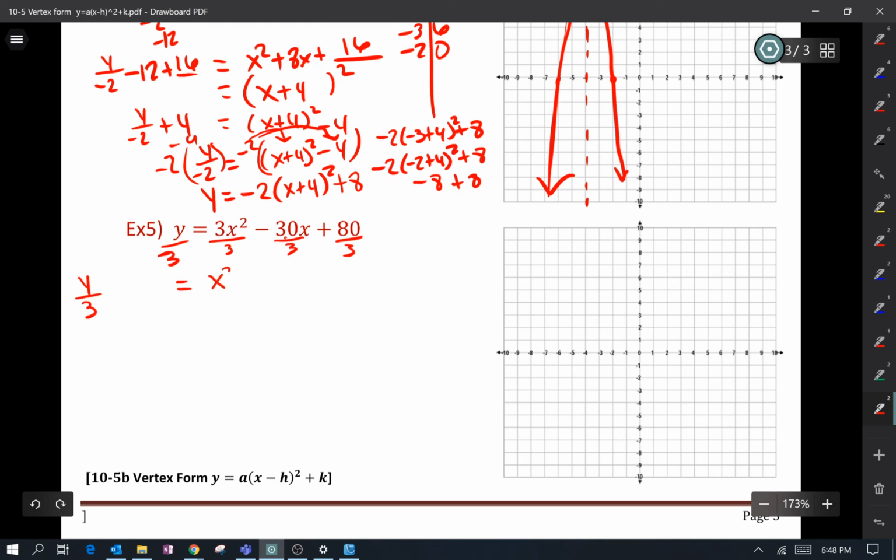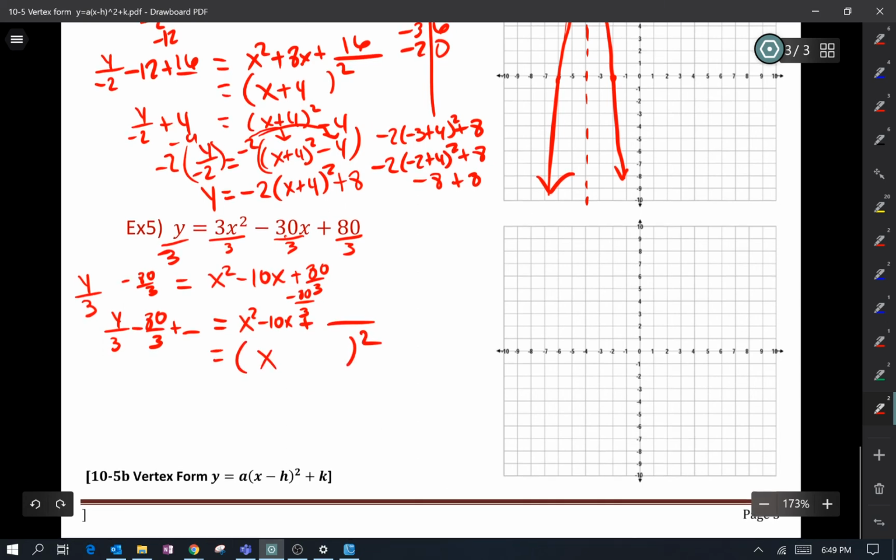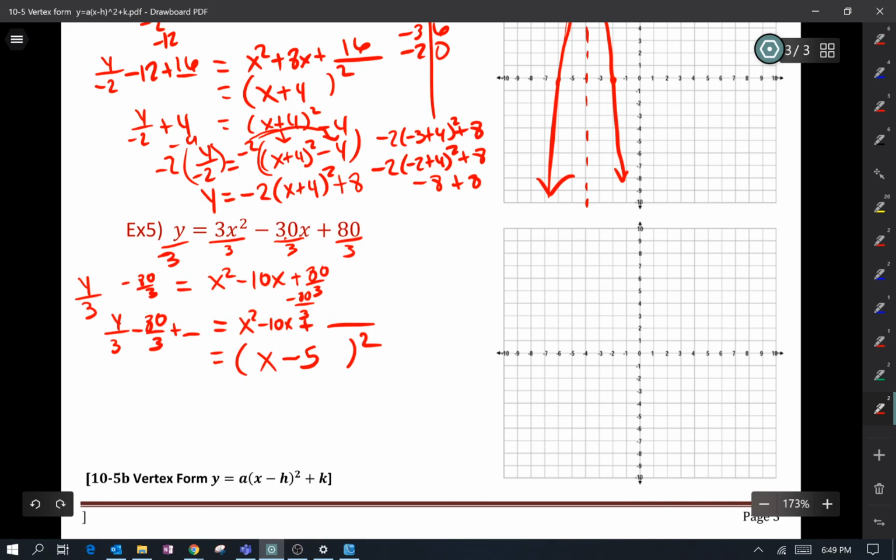So we end up with y over 3 equals x squared minus 10x plus 80 thirds, right? Then we're going to subtract 80 thirds from both sides. So what do we get? We get y over 3 minus 80 thirds plus something equals x squared minus 10x plus something so that it can be a square. Well, it's going to be x minus 5, which means we're adding 25 to both sides.